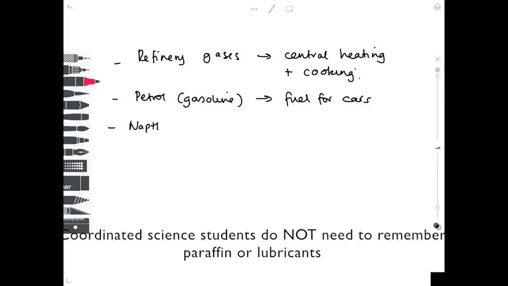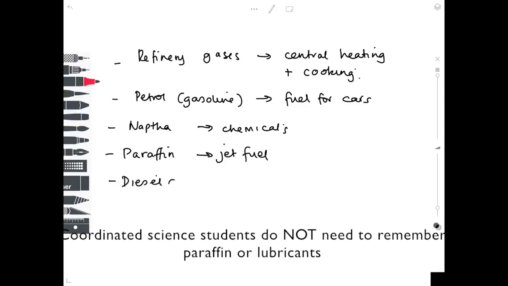Getting slightly longer in terms of our carbon chain, we have naphtha. Its main use is to produce chemicals. Then we have paraffin, which is used as jet fuel. Diesel oil now. This is a heavier fuel and it tends to be used in lorries and buses.